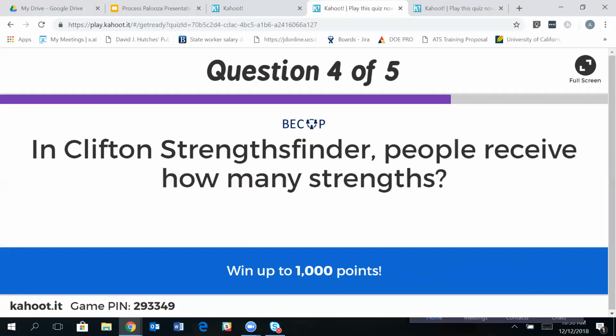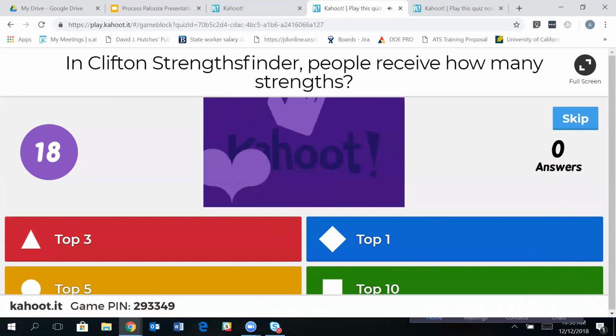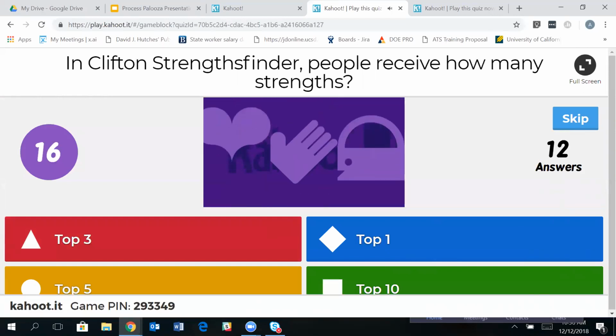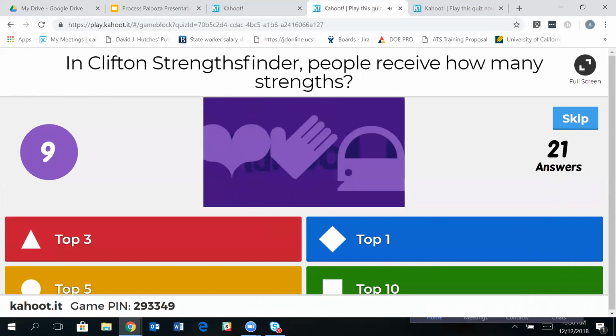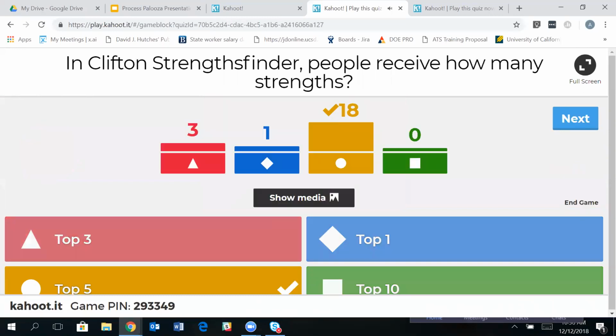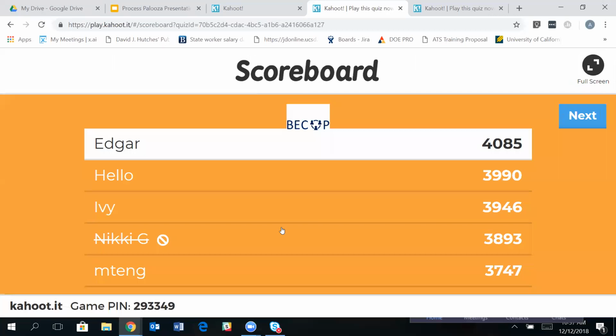In Clifton Strengths Finder, people receive how many strengths? Top 3, top 1, top 5, or top 10? All right. Yeah, it's top 5. And they get a little printout with each of their top 5. And there's actually a book where you can read about all the different strengths. And they have done little videos too, so that you can talk about your strengths and what they mean in the context of work and your life.